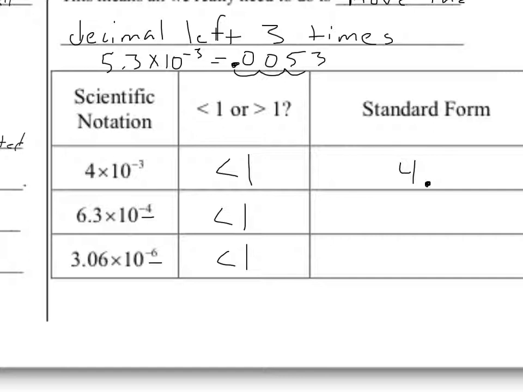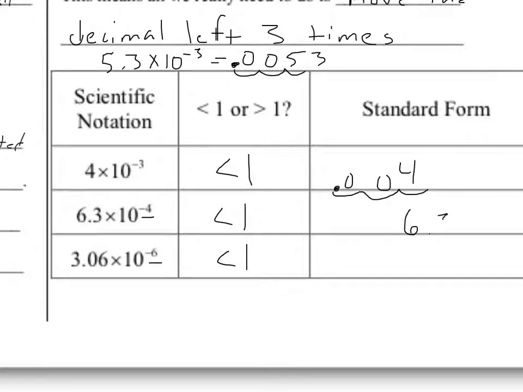How many times? And what is that? What's the easy way of doing that? Yep, moving the decimal 3 places to the left. So I'm going to go back and erase my original decimal point so there's no confusion. And I find out that this is 0.004.